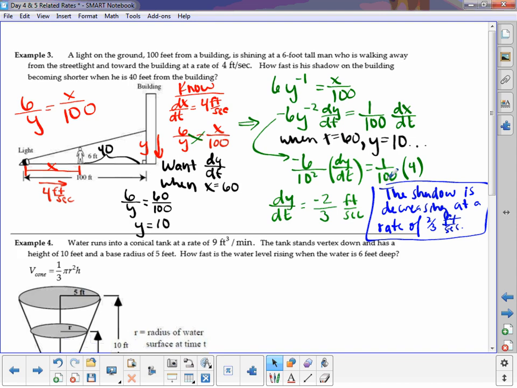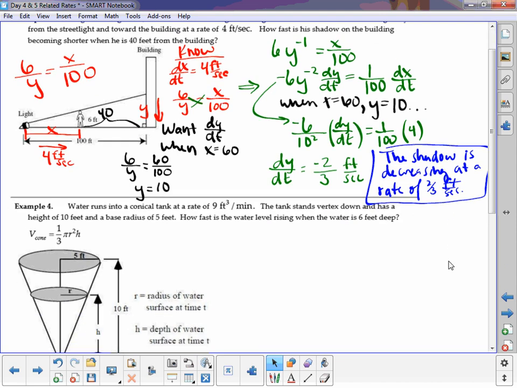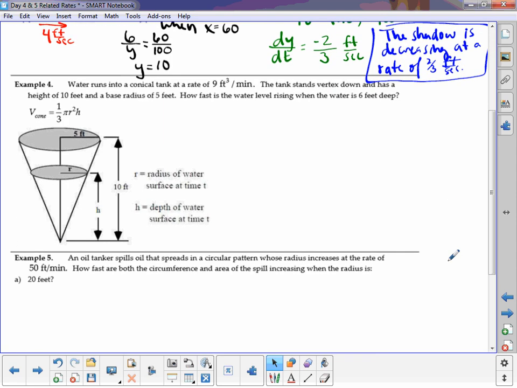Alright, so let's take a look at our cones. Water runs into a conical tank at a rate of 9 feet cubed per minute. The tank stands vertex down and has a height of 10 feet and a base radius of 5 feet. How fast is the water level rising when the water is 6 feet deep? So I have this big tank here, that's the outside one. And then what they have drawn inside here is our water level. I'm just going to go ahead and fill this in so I know that that's the water versus the tank. It's going to be a great ice cream cone problem.